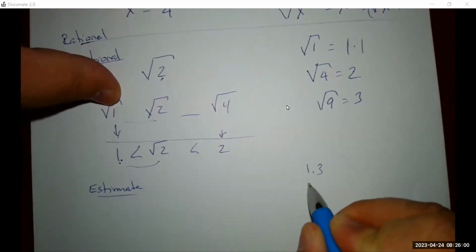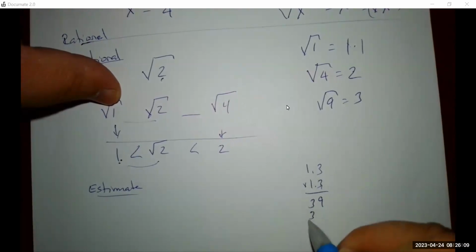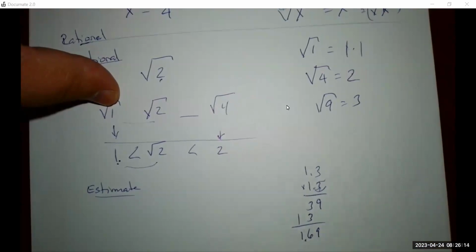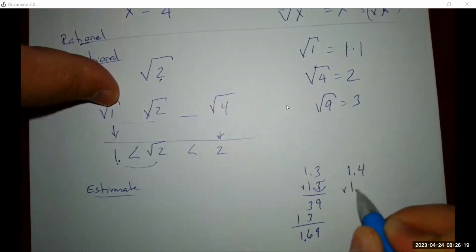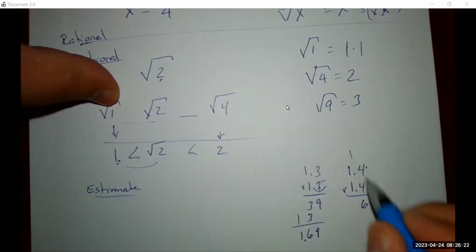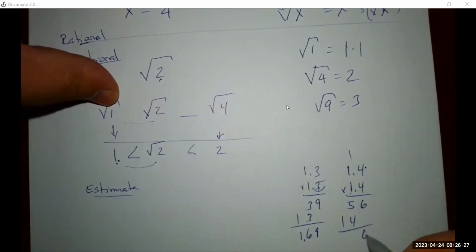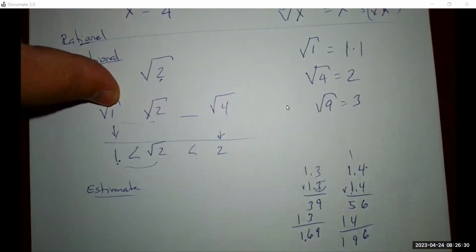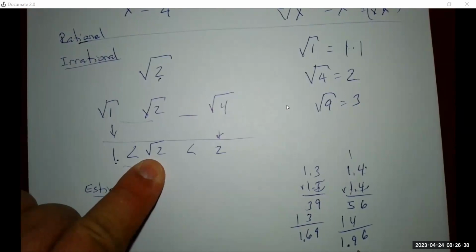What's 1.3 times 1.3? 9, 3, 3, 1. 169, 2 decimal places, 1.69. 1.4 times 1.4. 16, 4, 5, 4, 1, 6, 9, 1. 2 decimal places. 1.96. It's getting closer to 2.